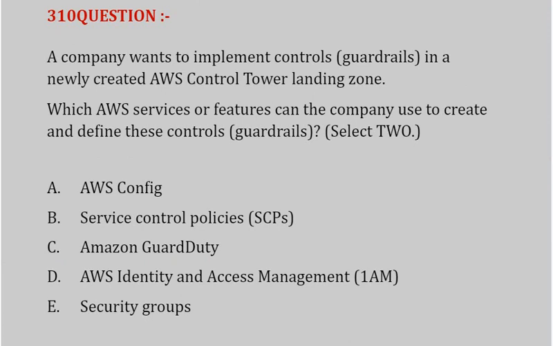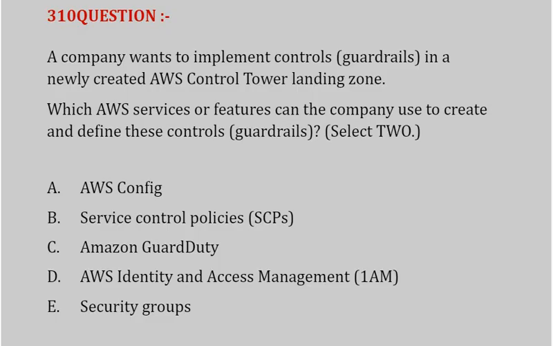Question: A company wants to implement control guardrails in a newly created AWS Control Tower landing zone. Which AWS services or features can the company use to create and define these controls or guardrails? Select two options. Option A: AWS Config.